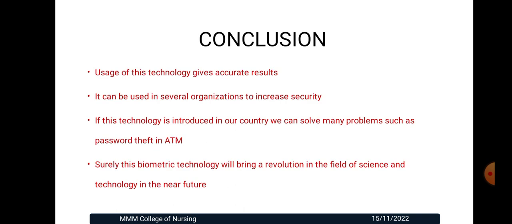Conclusion. Usage of this technology gives accurate results. It can be used in several organizations to increase security. If this technology is introduced in our country, we can solve many problems such as password theft in ATM. Surely, this biometric technology will bring a revolution in the field of science and technology in the near future.